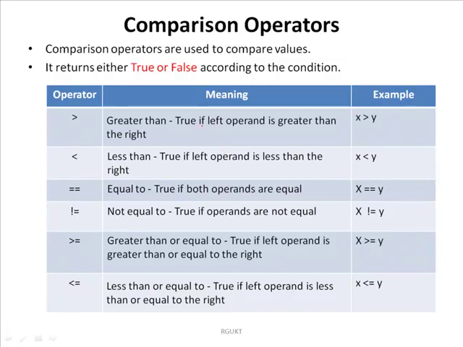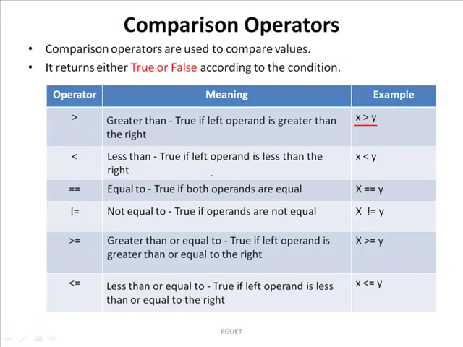We get true if the condition is true. For example, x > y. Take x = 10 and y = 5. 10 is greater than 5, the condition is true, so the resultant value is true. For example, x = 5 and y = 10. 5 is greater than 10, the condition is not true, so you get the value false. Comparison operators are used to compare values, and they return only either true or false according to the condition.